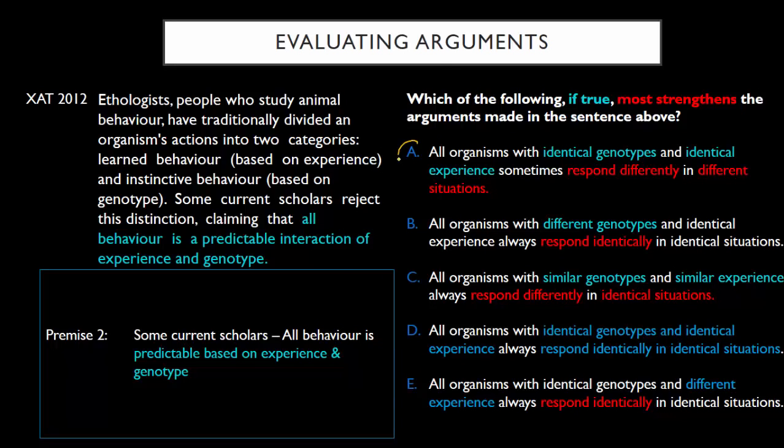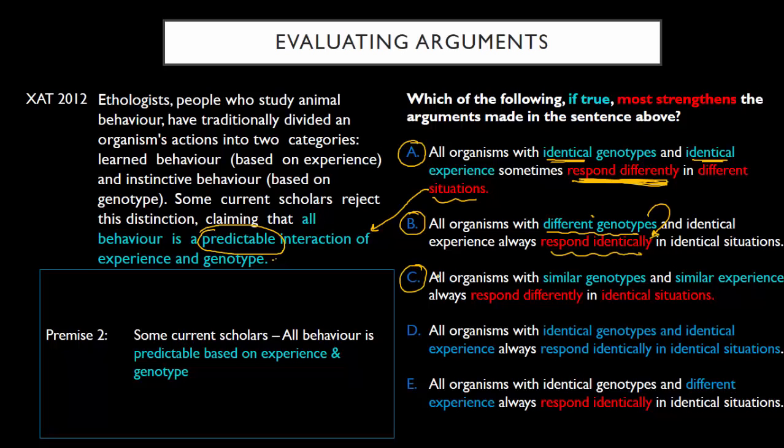For example, if I take option A, all with identical genotype and identical experience respond differently in different situations. This is not helping us in this argument, because we have to look at how it is predictable, and this provides a situation where they respond differently. Look at B, all organisms with different genotype respond identically. Oh, that's a big problem. If different genotypes respond identically, how can I say that the response is based on genotype? This is actually refuting the claim that is being made.